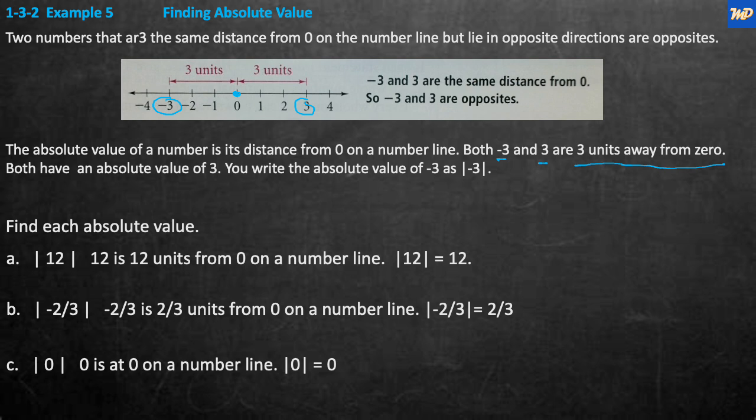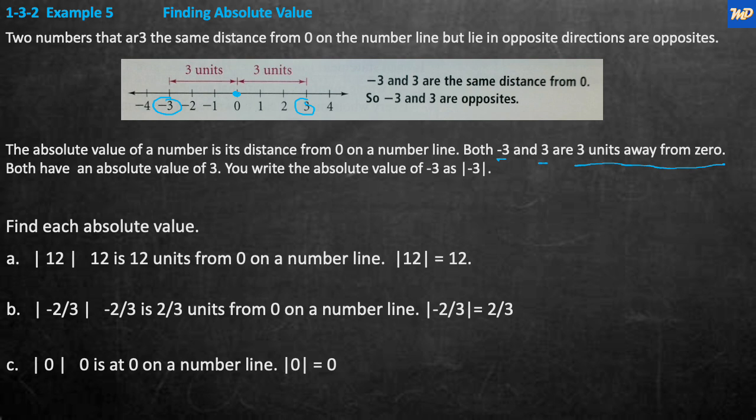So anyways, you write the absolute value of negative 3 as the absolute value sign, negative 3, and then another absolute value sign. These are pipes on the keyboard. We call them pipes, but it's just part of the absolute value symbol. It's 2 vertical lines. So find each absolute value. Problem A, the absolute value of 12 is 12. 12 is 12 units from 0 on the number line. So the absolute value of 12 is 12.